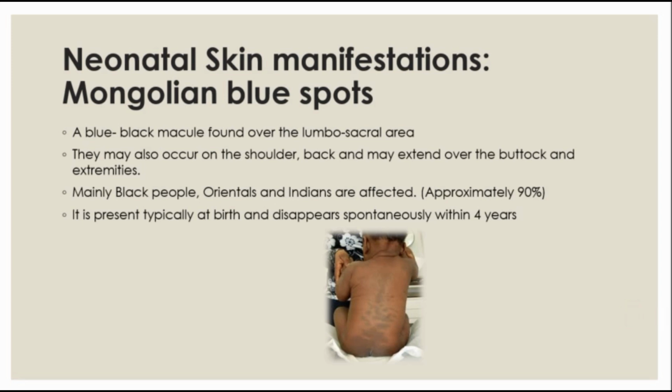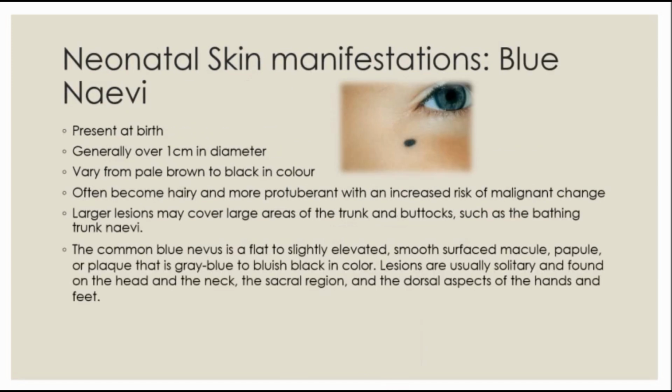There's no sexual predilection, and this can be confused with child abuse, and it's important to examine the child properly. As you can see in Mongolian Blue Spots, it's one shade of blue all over the child. When the child is being abused, you'll see different shades like red and blue black at different stages of healing.